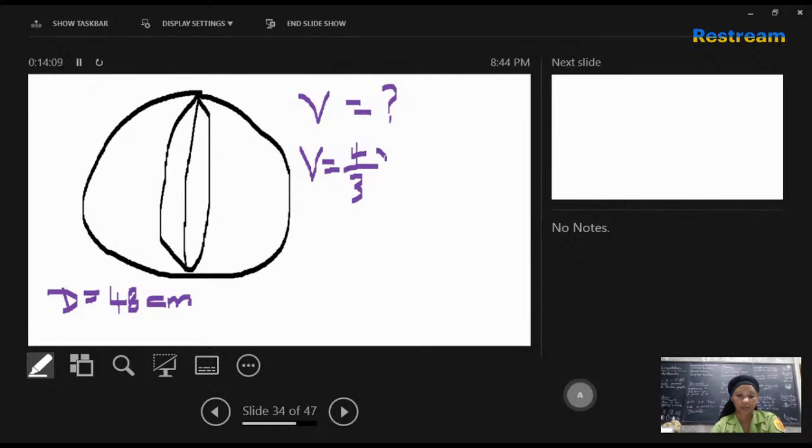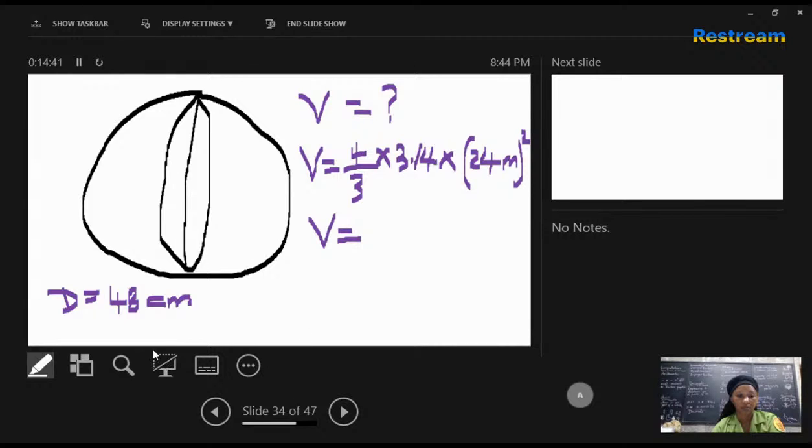So 4/3 times 3.14 times 24, since I want half of the diameter. So you're saying half of the diameter is 24, since it's the radius we want for the formula. Okay, so how much would that give?